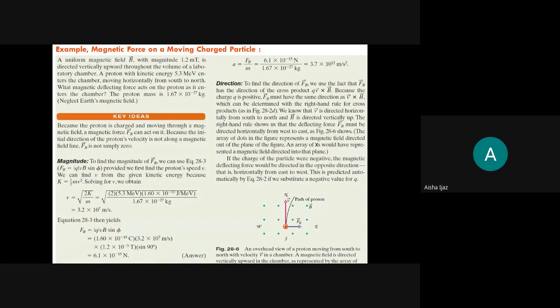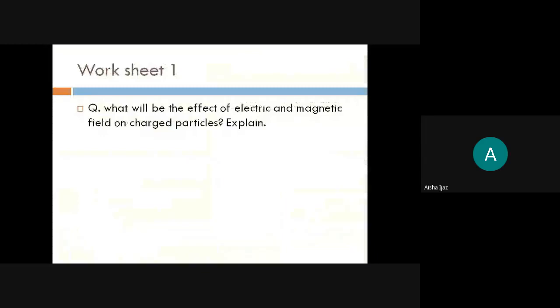But still it acts on a particle of small mass, producing a large acceleration, and you can calculate F_B divided by M, which will be 3.7 times 10 to the power 12 meters per second squared. For the direction, you can either use your right hand rule, or find it by the Cartesian coordinate cross product definition: i cross j, j cross k, k cross i, and you will be able to get the directions also. I hope, students, this lecture is clear to you.